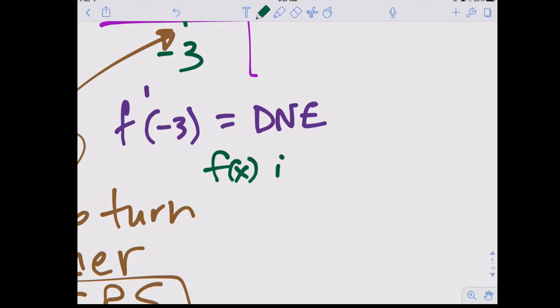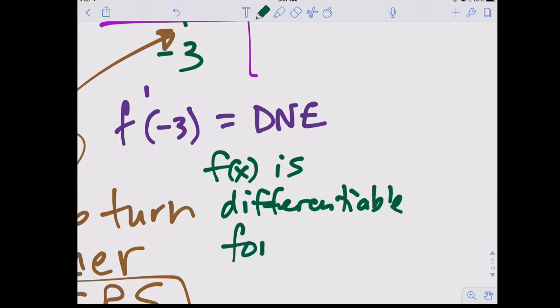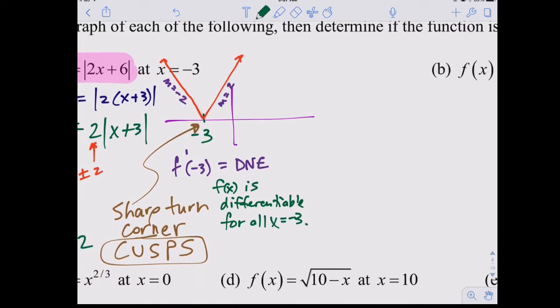F of x is differentiable, and that's a long word, differentiable, for all x not equal to what? Negative 3. That's the quickest way to then answer the question. If it's differentiable everywhere else, just say it's differentiable everywhere except at this point.